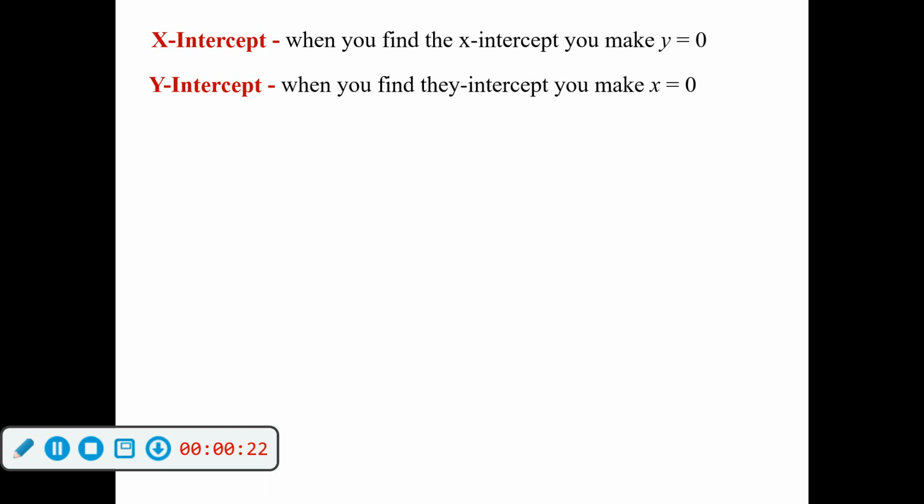Now here's the key. When you want to find the x-intercept, you make y 0, just the opposite. And likewise, when you want to find the y-intercept, you make x 0. So here's the equation I have.